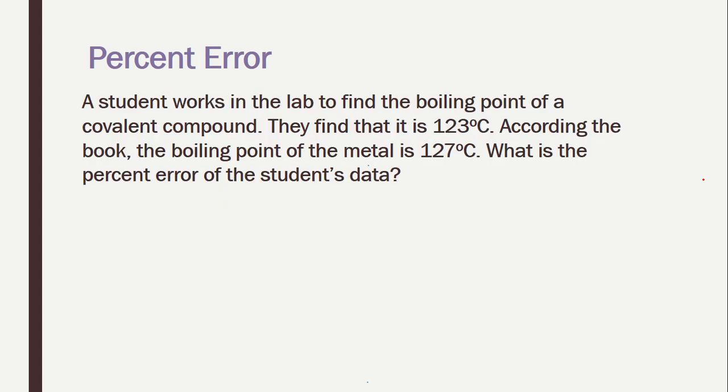So a student works in a lab and finds the boiling point of a covalent compound. They find it to be 123. So this number here is from the lab, and then the reference boiling point is 127. So what are they going to do for their percent error? They're going to take the absolute value.